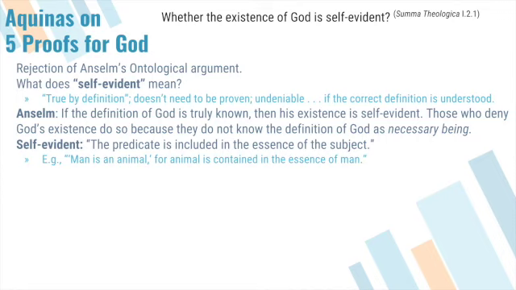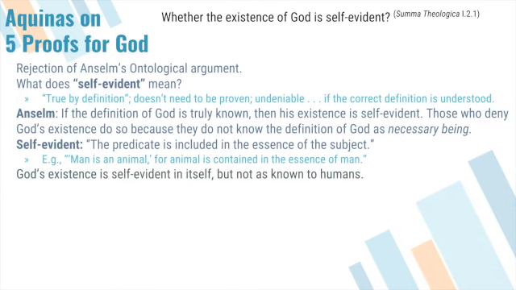Or man is an animal. For animal is contained in the essence of man, right? Those 2 things are not equal, but it is true by definition because man, if you even understand what the first word means, you already know that it includes the predicate, which is animal. So all you're really doing is describing the definition. So it's true by definition. Man is a type of animal, namely a rational animal. God's existence is self-evident in itself, but not as known to humans.